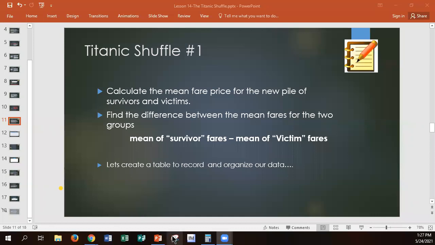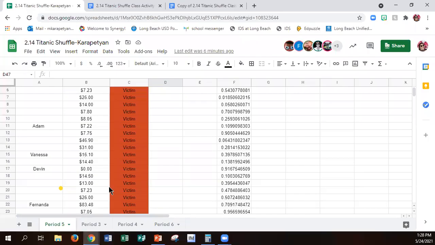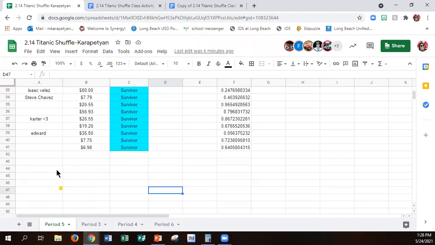All right, so now we're going to shuffle our victim and our survivor randomly, and we're going to see where the survivors and the victims end up in our chart, or I'm sorry, in our Excel sheet. Then I'm going to help you guys calculate the mean for each of them, and you guys are going to calculate the difference in the means. If we take a look back here, I have all your names here, right? I have my victims and I have my survivors.